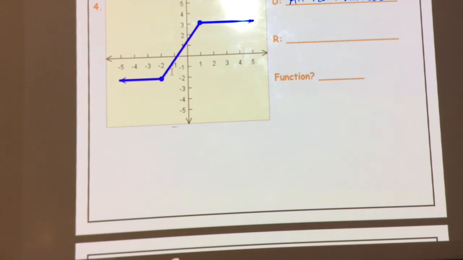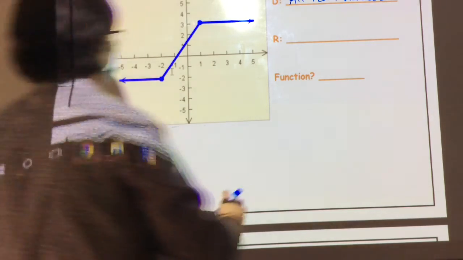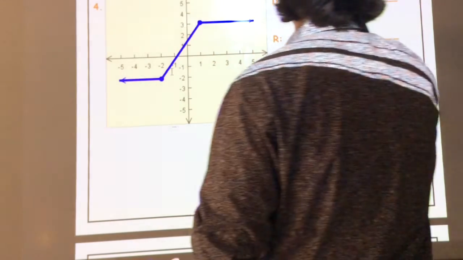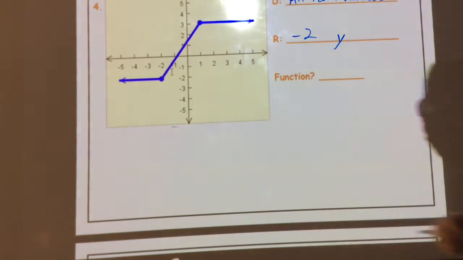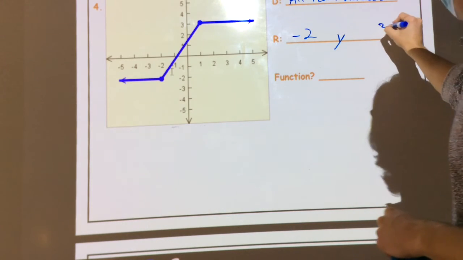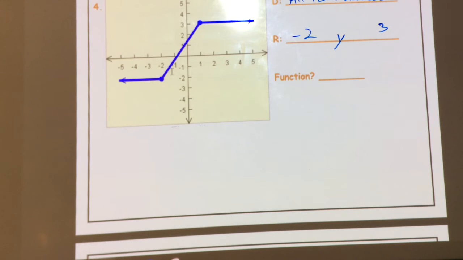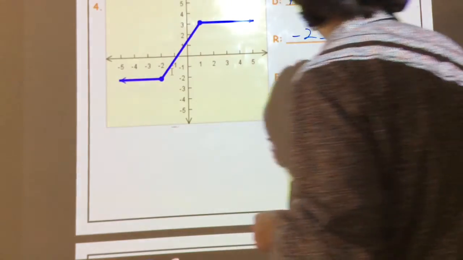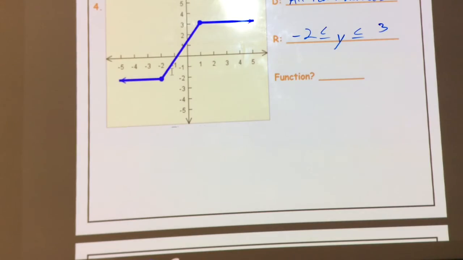What's the smallest value my range is going to be? Smallest value we're going to have, Carter? Negative 2. Okay, I'm going to go and put my y there. What's my biggest value of my range going to be? JT? 3. And am I going to have greater than, equal to, or just greater than, or less than, equal to? Yeah, we're going to have the equal to because I have the closed circles. Are we okay with that? Yes, sir.